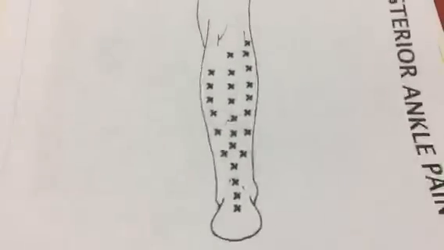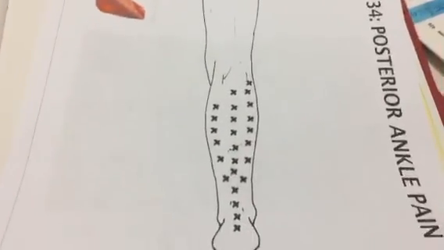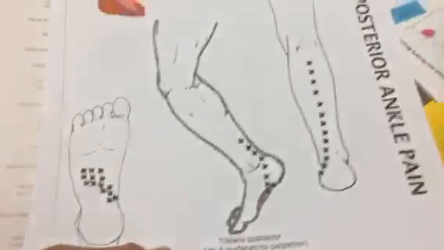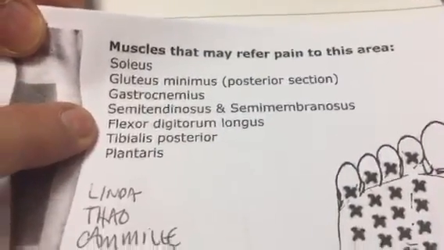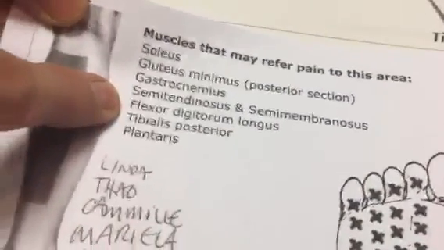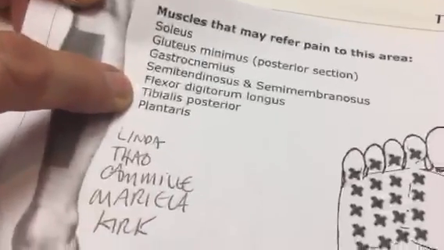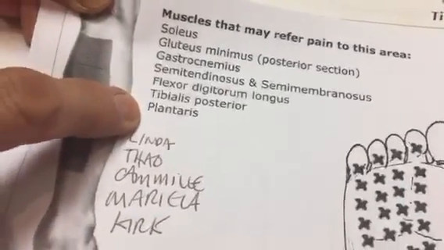Tibialis and the soleus. Those are the ones that we're going to be doing for that. So we're going to take a look at that, and then the ones causing back of the leg pain would be the soleus, the gluteus minimus, way up in the hip, the gastrocnemius, the hamstrings, the one that goes down to your toes, the flexor digitorum longus, tibialis posterior, and plantaris.